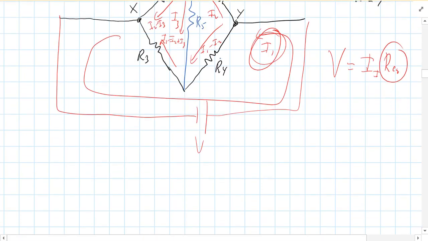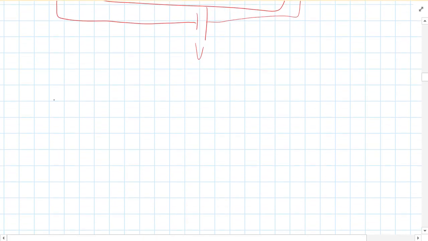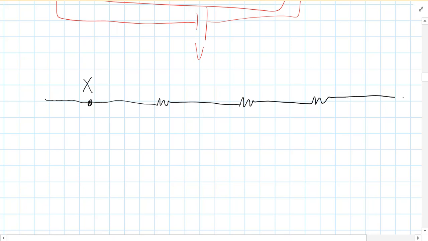Another example. Okay. Then you're going to draw this out with me. So let's say here's point X. All right. And let's say you've got a resistor there, and a resistor there, and a resistor there, and then here's point Y. Okay, we'll call these R1 and R2 and R3. And I asked you to find the equivalent resistance between X and Y. Well, that's easy enough. They're all in series. It'd be R1 plus R2 plus R3.